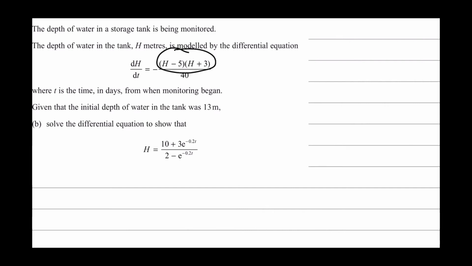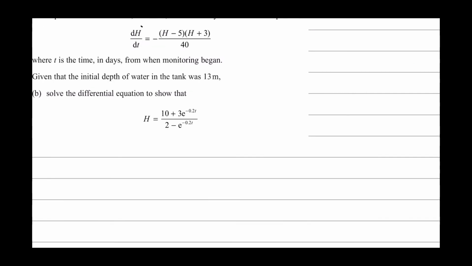You can see that h is here, and it doesn't belong to the right-hand side, it belongs to the left-hand side, where the dh is. So before we integrate, we have to apply separation of variables. So in the first step, we separate the dh and dt. We better move the dt to the right-hand side. dh equals minus h minus 5 h plus 3 divided by 40 dt.